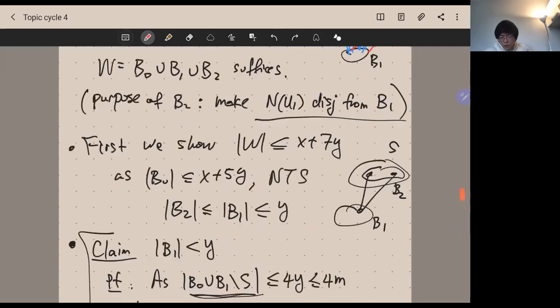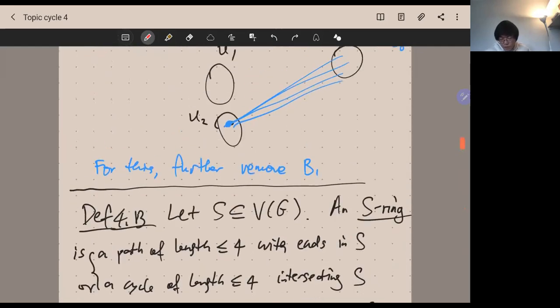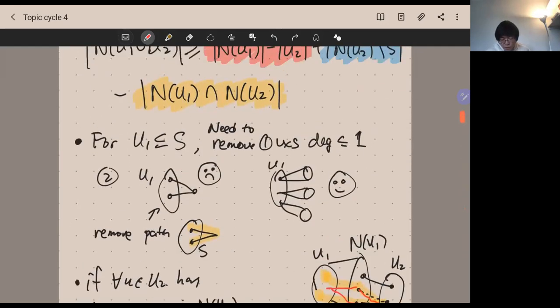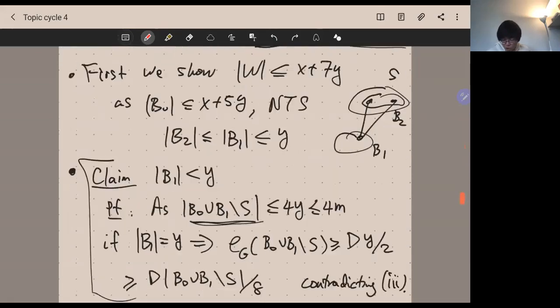Let me just go back to this picture, the very beginning hand-waving picture. Since we already removed things like this, we don't have U1 neighbors meeting each other, they must go out. We also remove degree 1 vertices. So almost a complete proof.